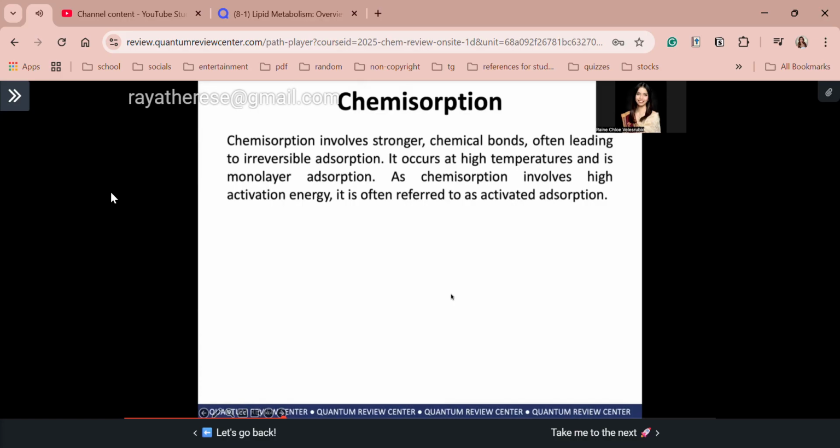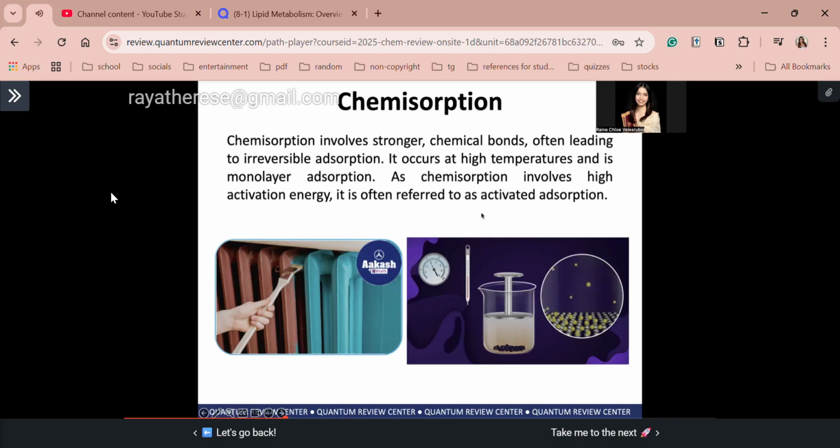So, chemisorption naman involves stronger chemical bonds. And this often leads to irreversible adsorption. Okay? So, in chemical adsorption or chemisorption, the gas molecules or atoms of the adsorbate are held to the solid surface of the adsorbent by chemical bonds. Kaya siya stronger than physisorption. Okay? So, yung mga chemical bonds na involved in chemisorption, they may be covalent or ionic bonds in nature. Okay? So, unlike physisorption, chemisorption occurs at generally high temperatures and is monolayer adsorption.